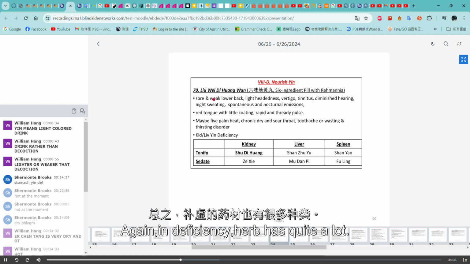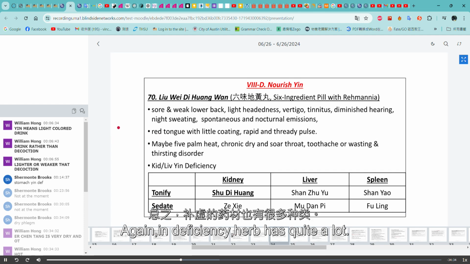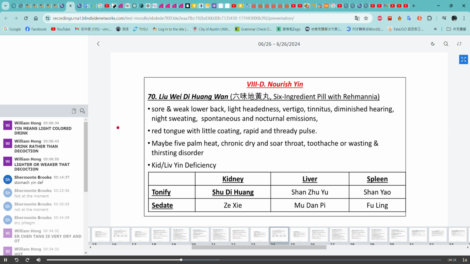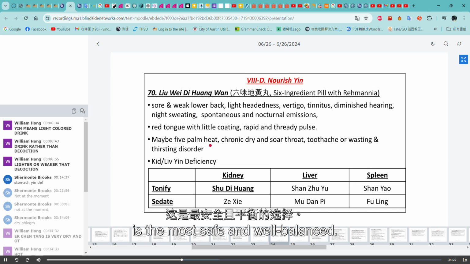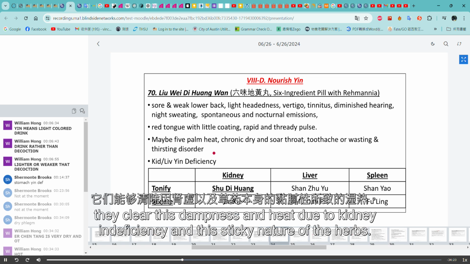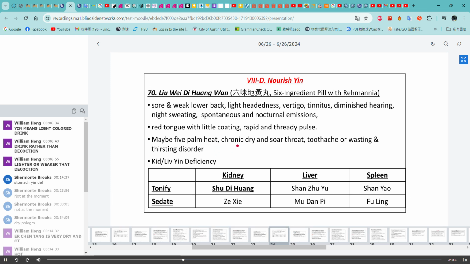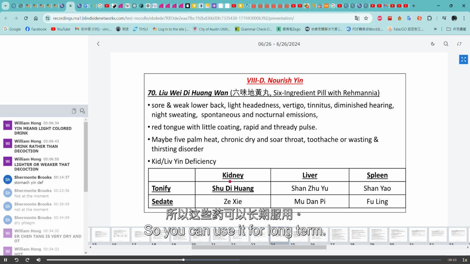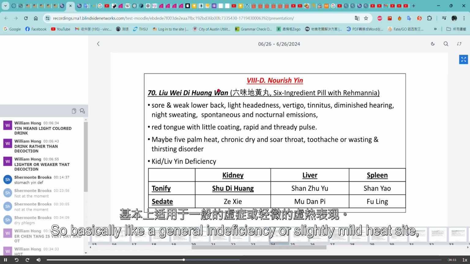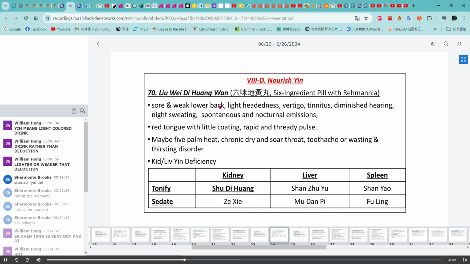Again, yin deficiency has quite a lot. So Liu Wei Di Huang Wan, again, this is the most safe and well balanced. They nourish yin at the same time. They clear the dampness and heat due to kidney yin deficiency and the sticky nature of the herbs, right? So you can use it for a long time. So basically like a general yin deficiency or slightly mild heat, deficiency heat.